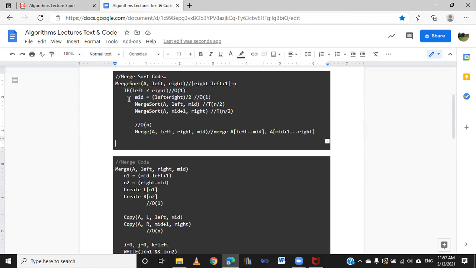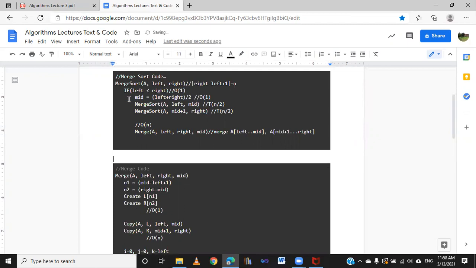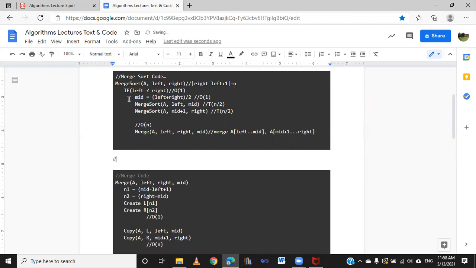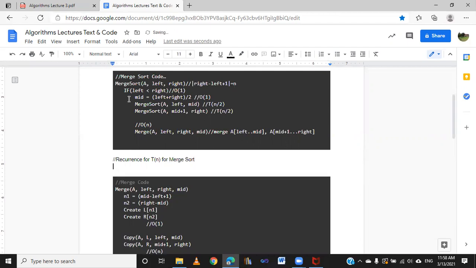So as a recurrence, and see, I'm using the word recurrence, okay, and this is the word we use for a mathematical specification of a recursive process, okay. So the recurrence for T of n for merge sort, this is going to become the following.